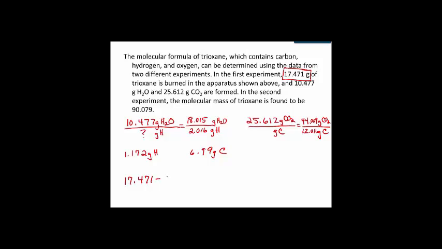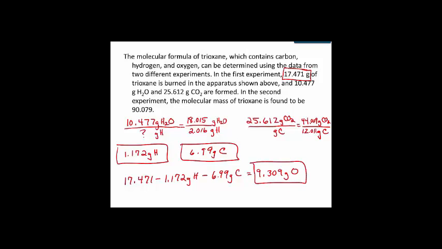So to get the oxygen, I'm just going to subtract the hydrogen and subtract the carbon. That's 17.471 minus 1.172 minus 6.99. So that's going to give me 9.309 grams of oxygen. Okay, so that's the only thing we have to do differently, this additional step up front, if we're doing an empirical formula calculation but getting the data from a combustion analysis.